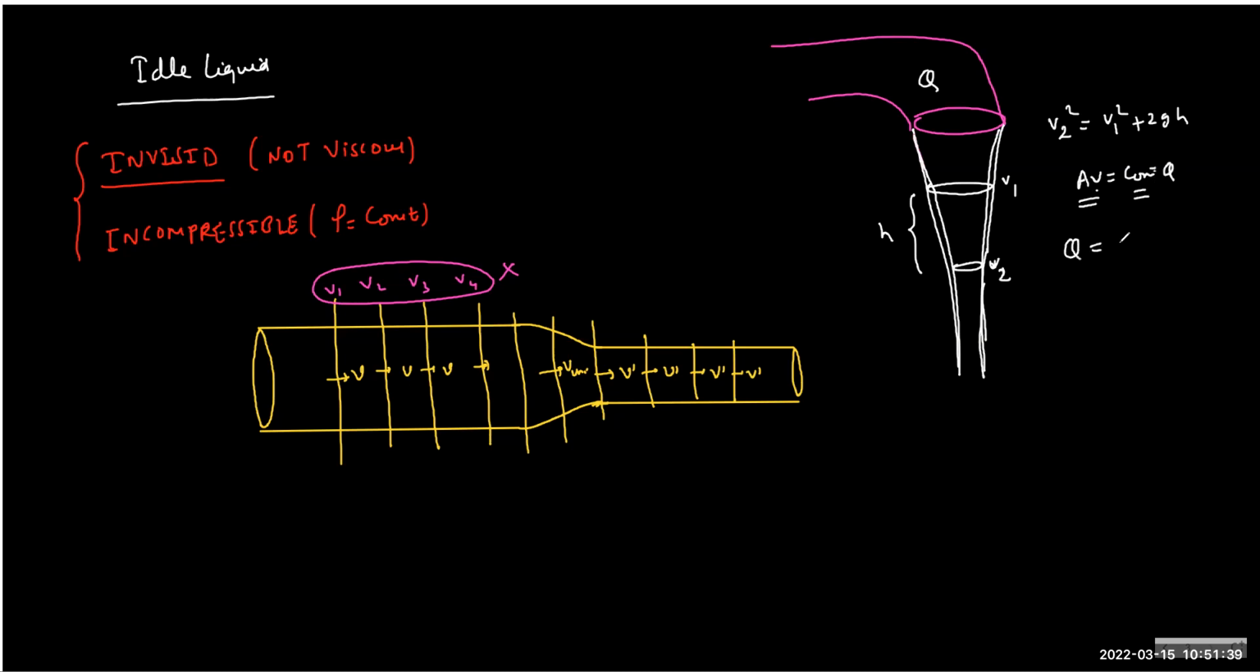So Q is constant. The rate of water given by the tap is fixed, and therefore the product of A into V is constant. So as V grows, A has to decrease. So A2 will be A1 multiplied by V1 by V2. And since V2 is more than V1, A2 will be less than A1. Correct? Is this clear, guys? This is called the continuity equation.